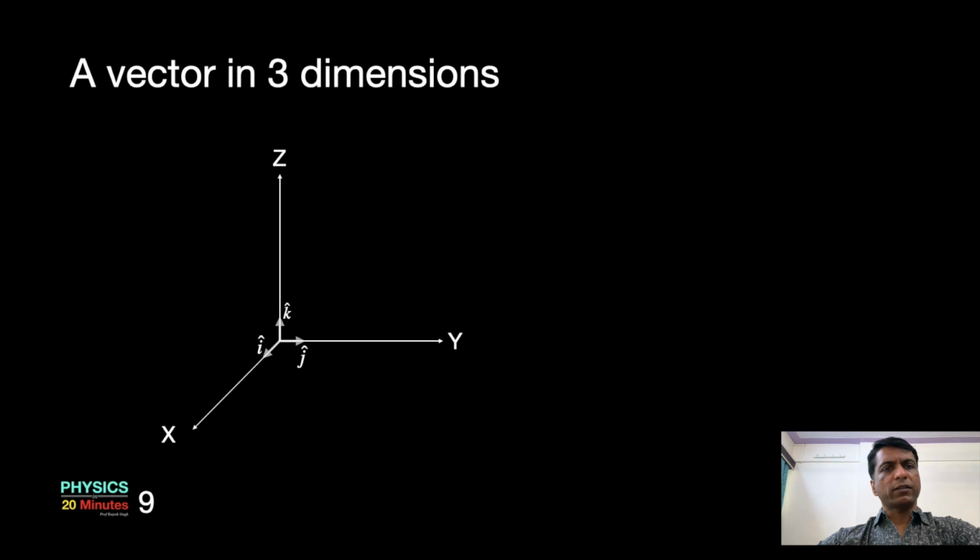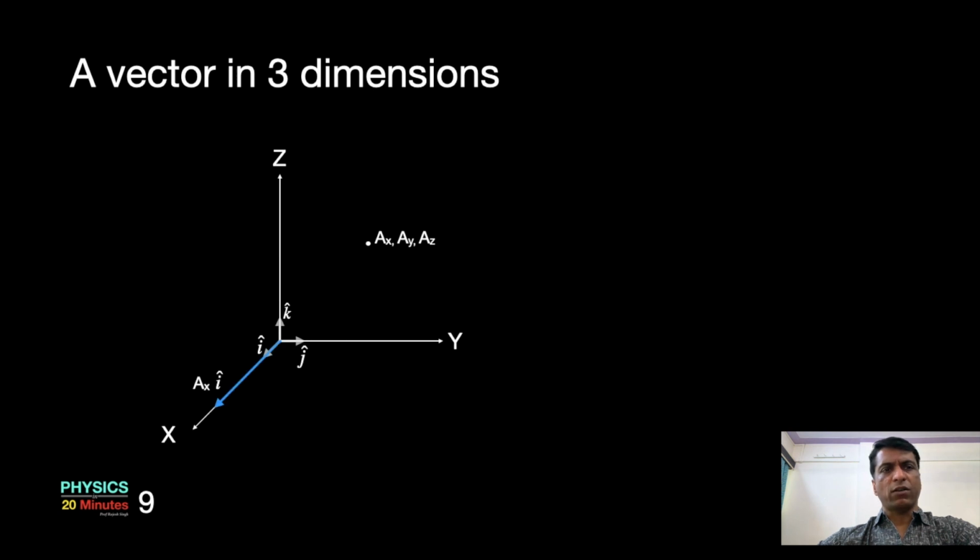How do you write vectors in 3 dimensions? In 3 dimensions, along with the x and y axis, there will be a third axis which is mutually perpendicular to x and y. We call this axis the z axis. The unit vector along the z axis is designated as k̂. Let's consider a point in a three-dimensional space. Let its coordinates be ax, ay and az.